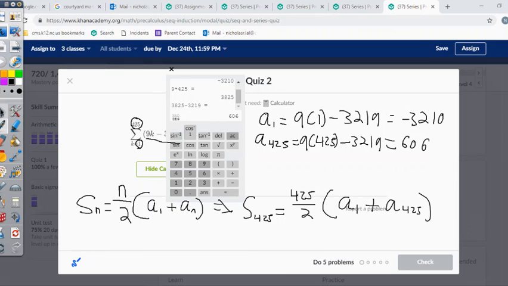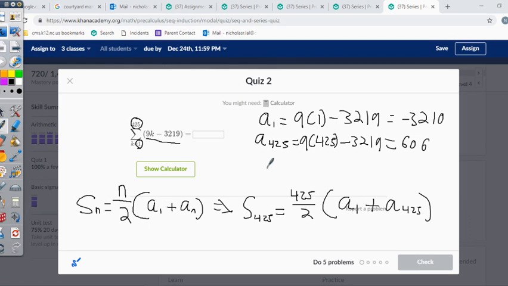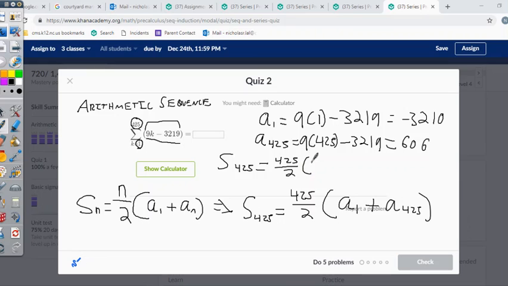So to find S, the sum of all the terms of the sequence from the first term to the 425th term, S425, because remember this is an arithmetic sequence, this is going to be equal to 425 divided by 2 times A1, which is negative 3210, plus 606.